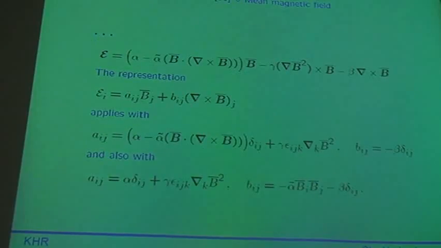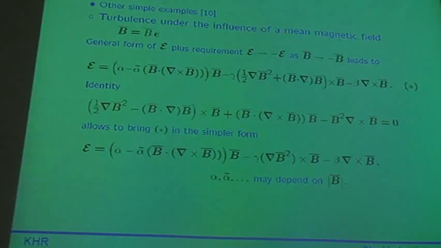Sorry, it has been obtained just from symmetry considerations, right? It is just from symmetry. It is not restricted to B bar being weak. B bar is not weak, but what I assume here is that the derivative of B bar is weak.